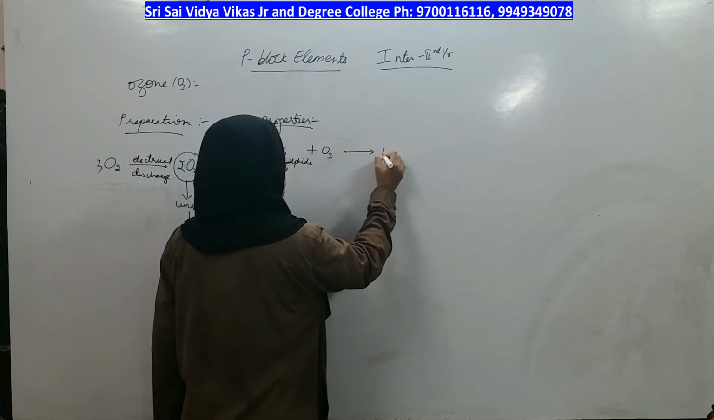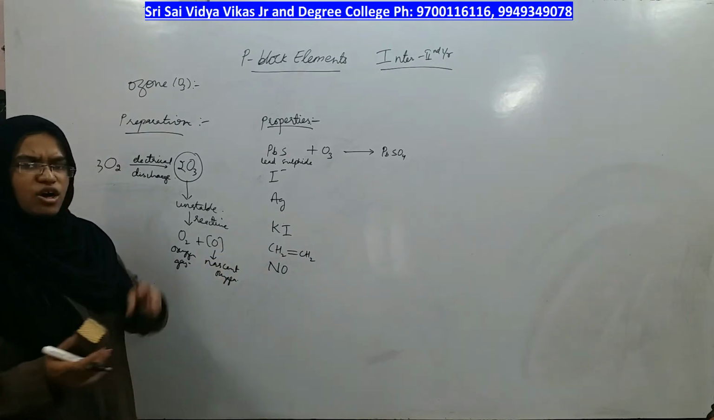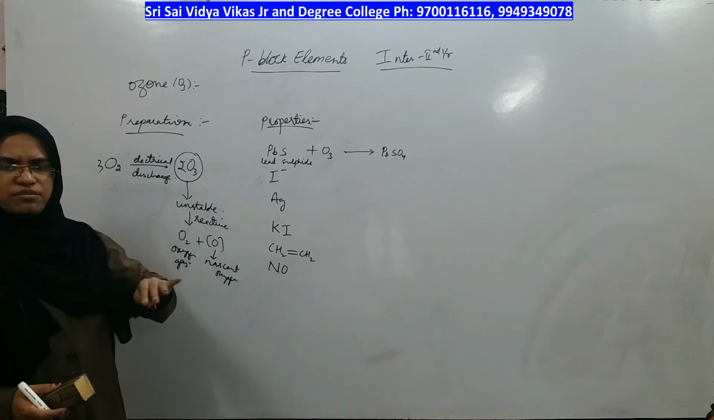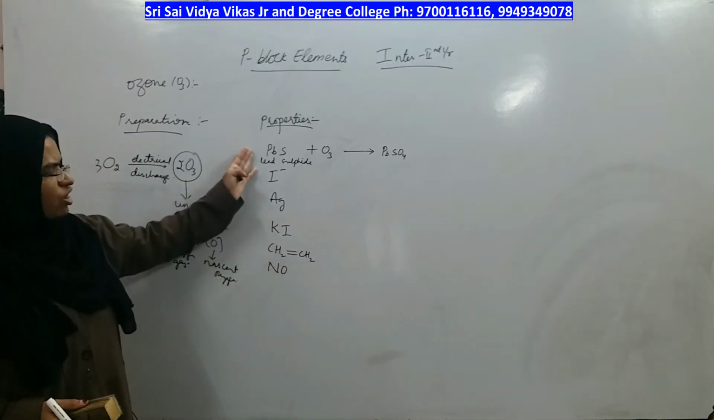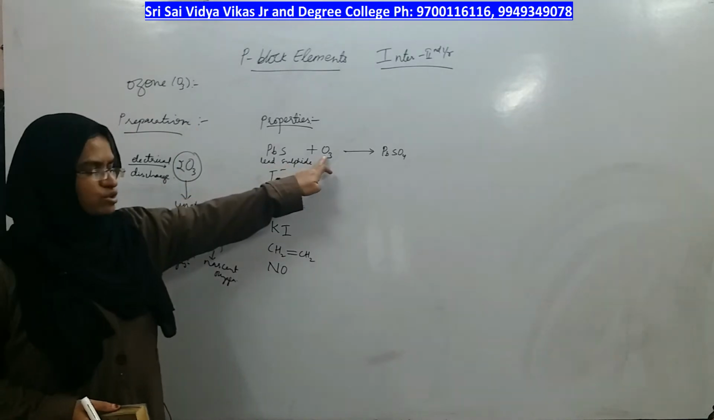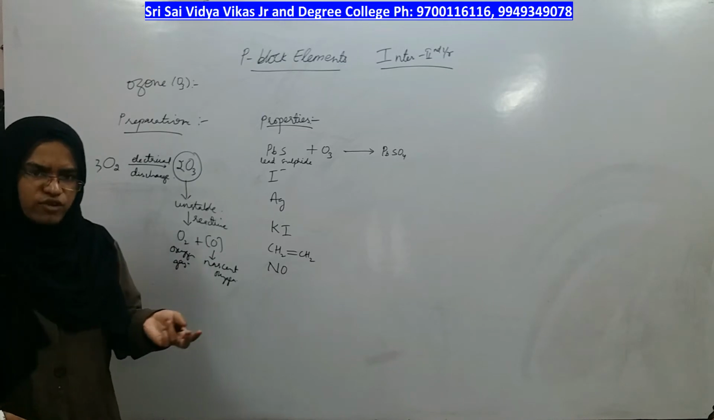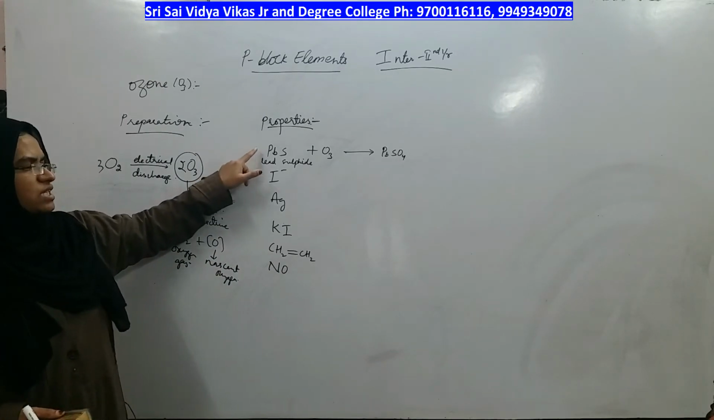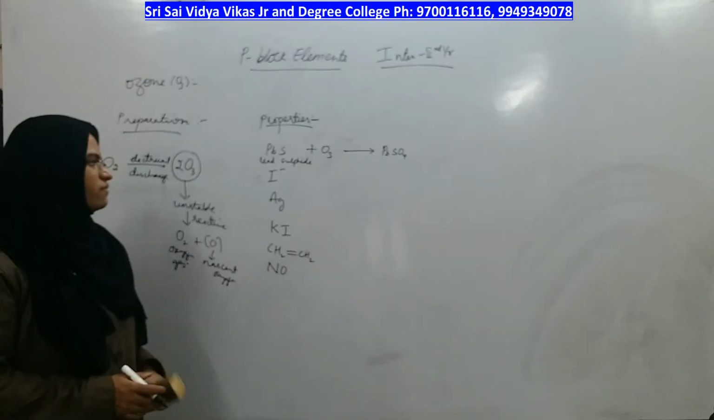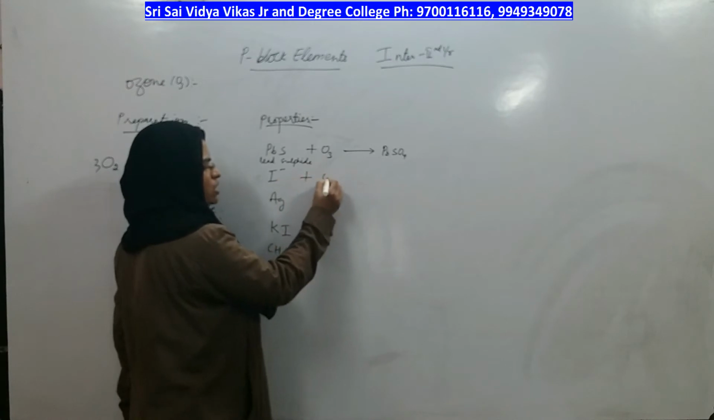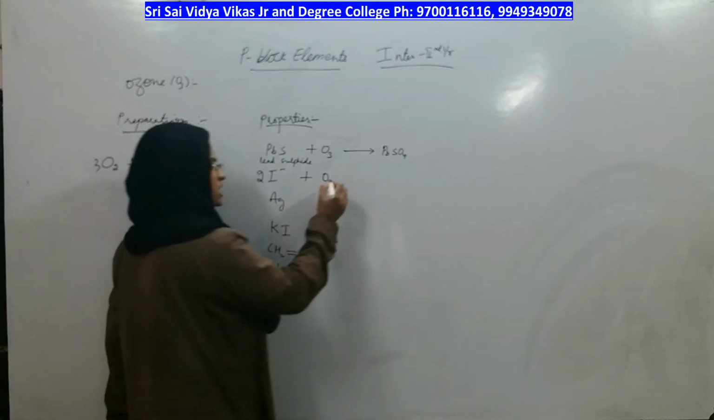lead sulfate, which is PbSO4. What is happening here? Oxygen is getting added. Addition of oxygen is nothing but oxidation. So in this list, all of them take oxygen from ozone, and all of them are undergoing oxidation, which is nothing but addition of oxygen. The first compound I have taken is lead sulfide, which is undergoing oxidation to get converted into lead sulfate. In the same way, iodide also reacts with ozone to give you iodine gas.